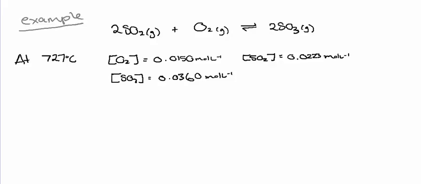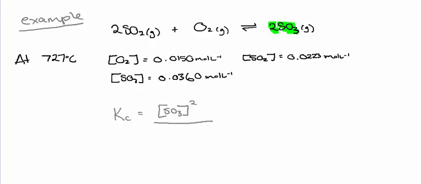The first thing you want to do is write the equilibrium expression. So remember, we're going to have our product, so the concentration of SO3, raised to the power of the coefficient in the equation. Because the SO3, or the sulfur trioxide, has a coefficient of 2, in the equilibrium expression, the concentration of sulfur trioxide needs to be squared.